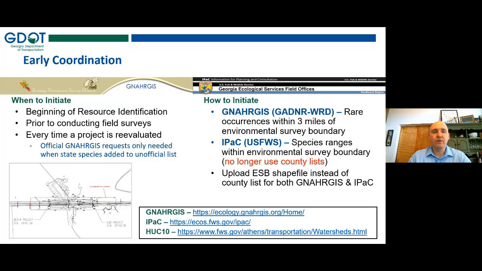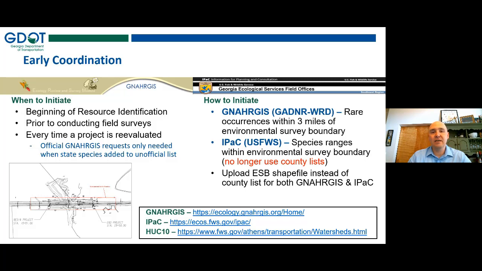And so it's really important that we pull the early coordination at that time as well to make sure that we are absolutely current. Now, the way that we do that is primarily through two main programs. The first is NARGIS, which is the Georgia Natural, Archaeological, Historical Resource GIS. And we will be asking for rare occurrences of species within 3 miles of the environmental survey boundary, but that's also going to include any aquatic species that may be known within the HUC 10, which is just a smaller watershed than the HUC 8s that we sometimes use.